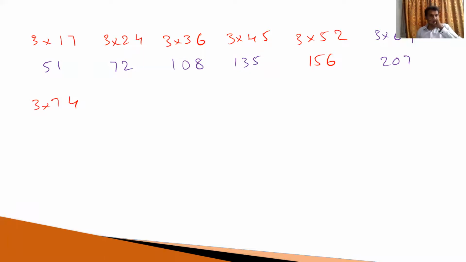374. Now tell me the answer. 374 times is equal to 222. Are you sure? Yes. Very good. 3 times 7 is 21, 3 times 70 is 210, 3 times 4 is 12, so 222. Okay, good.